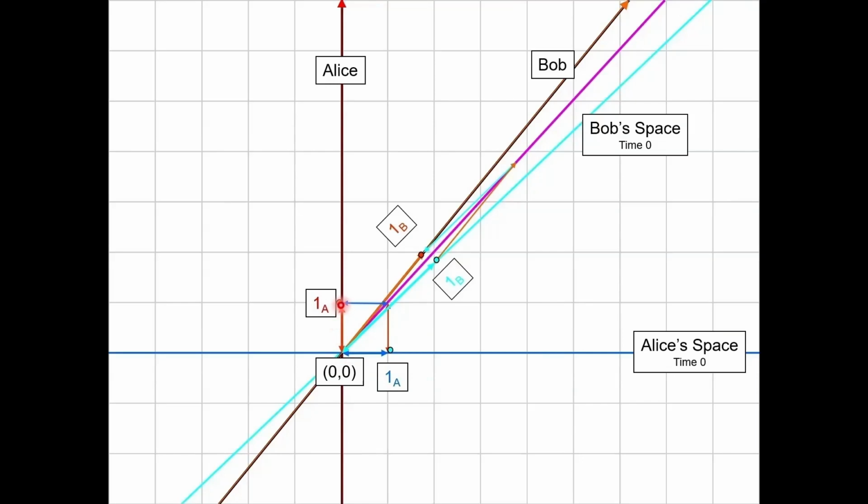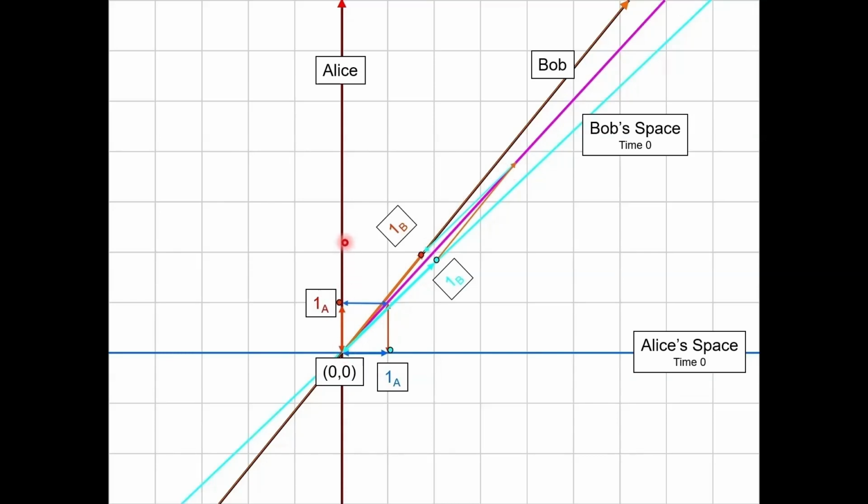So here we have 1 unit of time of Alice, 1 unit of distance of Alice, 1 unit of time of Bob, and 1 unit of distance of Bob. According to their definition, the speed of information is 1. It travels 1 unit of distance over 1 unit of time. And the same for Bob. It travels 1 unit of distance over 1 unit of time.